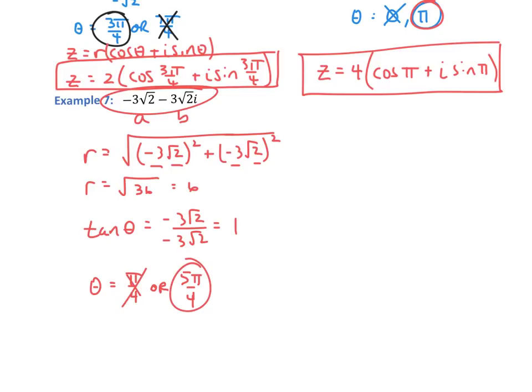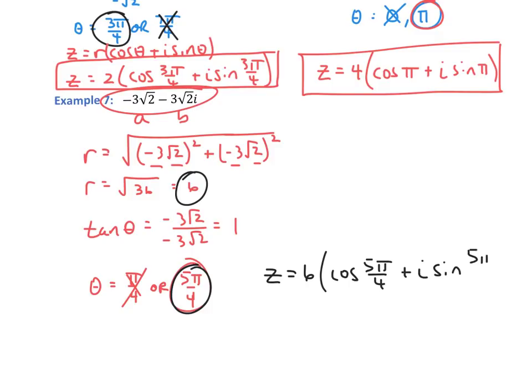So now I go and write it using my r and my theta, and z is equal to 6 parentheses cosine of 5 pi over 4 plus I sine of 5 pi over 4.